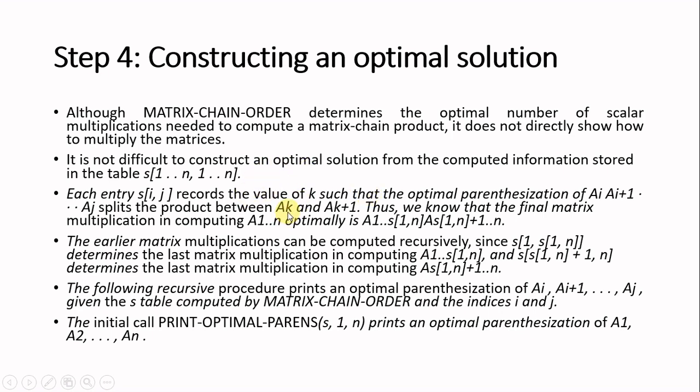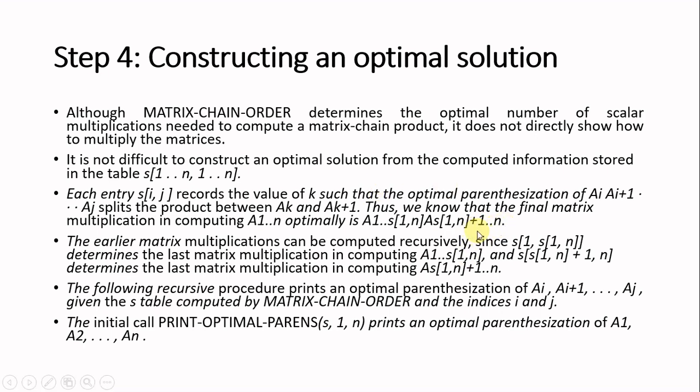Thus we know that the final matrix multiplication computing A_1 to n optimally is A_1 to s[1, n], then A_{s[1, n]+1} to n. What does that mean? Our final sequence is A_1 to A_n, so the split value will be given by s[1, n]. That's why it is A_1 to s[1, n]. That will give you where to split, and the second sequence is A_{s[1, n]+1} to n.